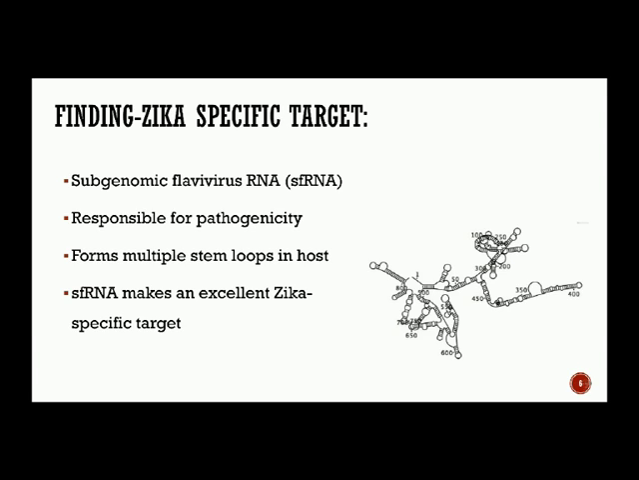This complex 3D structure is known as subgenomic flavivirus RNA, or in short, sfRNA, and is composed of many stem loops. This viral sfRNA protects Zika from host defenses and allows translation of the viral genome. Cleaving sfRNA would allow the host to degrade the Zika virus genome. Hence, sfRNA is an excellent specific target.